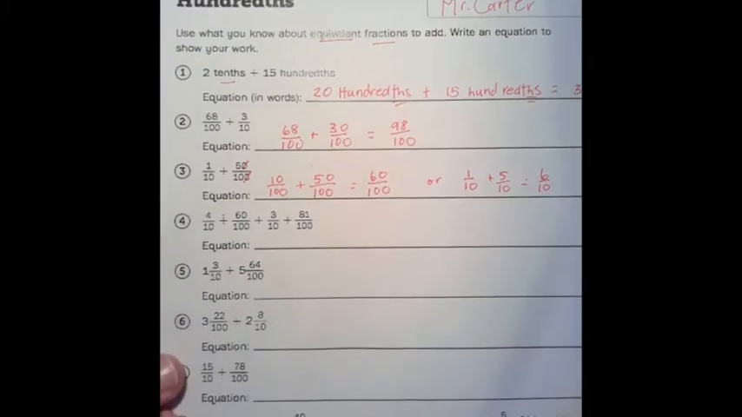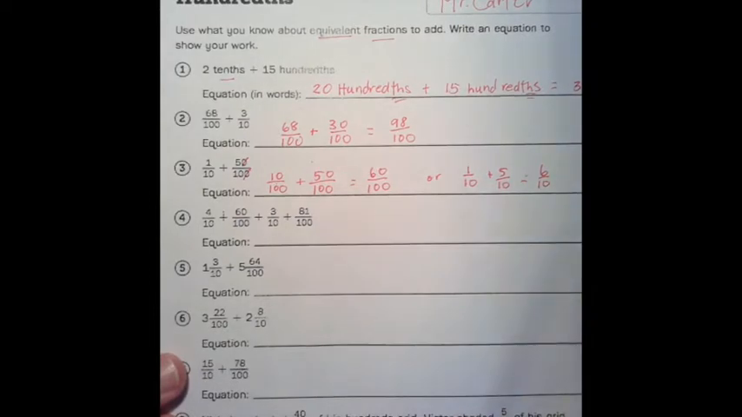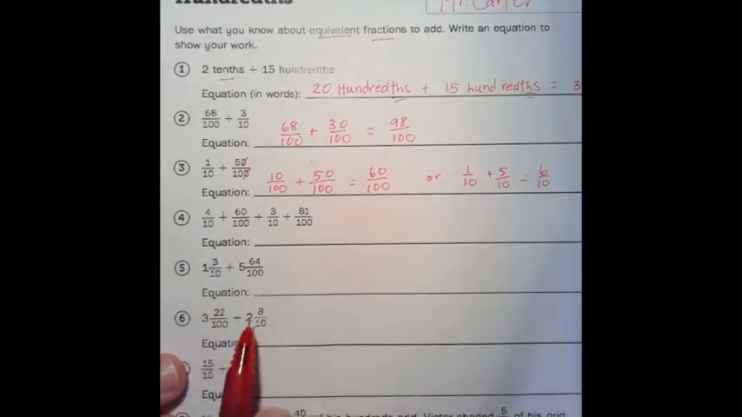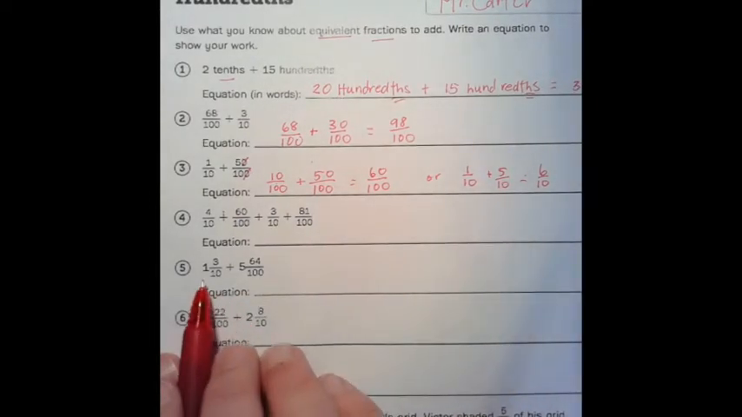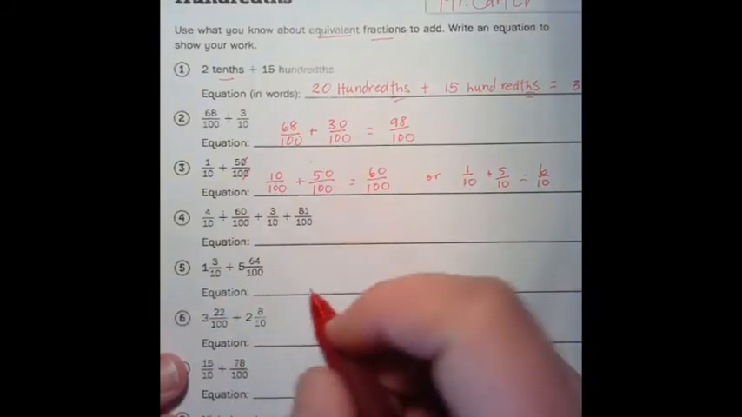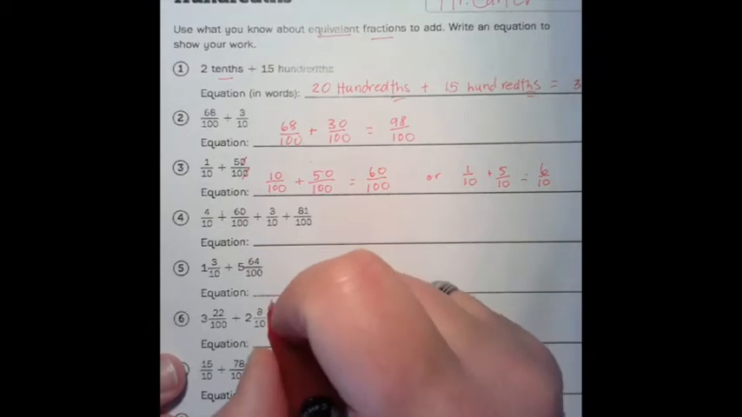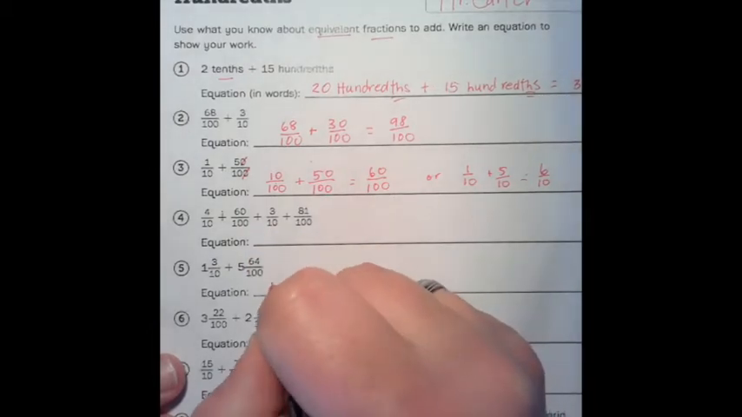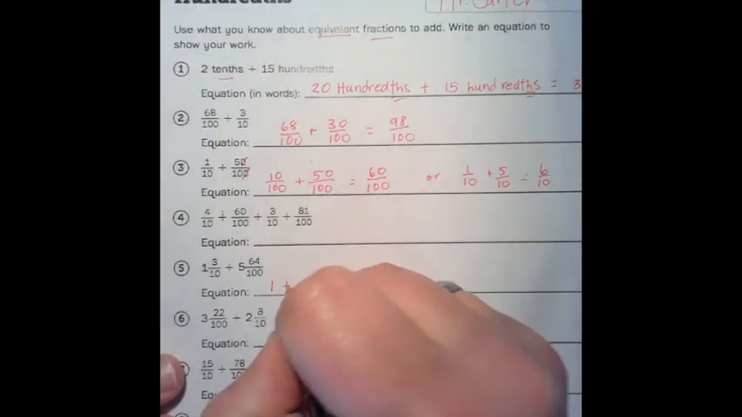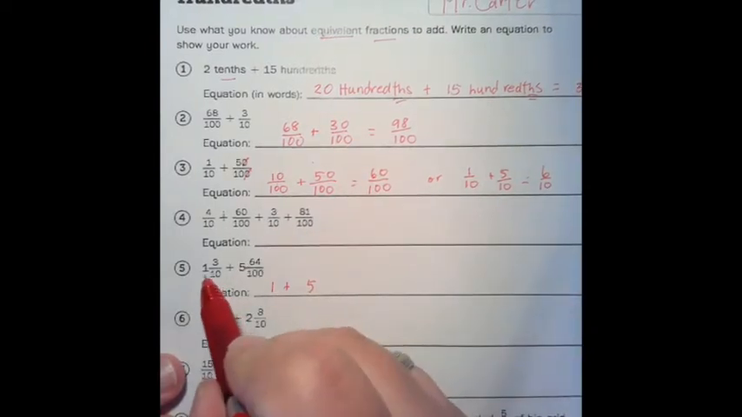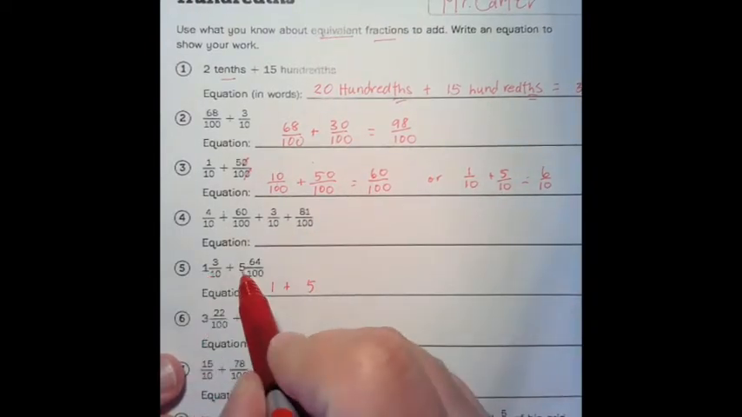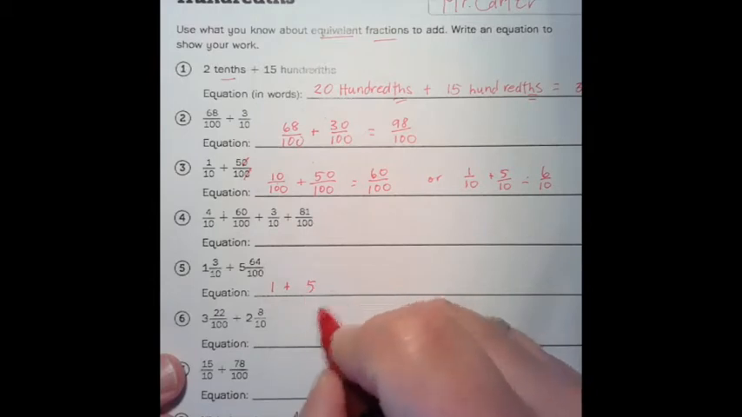Okay. Let's do 5 together because 5 is a little bit different. We have mixed numbers that we're adding. So what we have here is a mixed number of 1 and 3 tenths. So again, when we add mixed numbers, we can break apart our wholes and our fractions. So I'm going to go ahead and break apart our wholes. So we got 1 plus 5. So I just took the 1 and broke it apart from that one, and the 5 and broke it apart from that. So we have our wholes together.